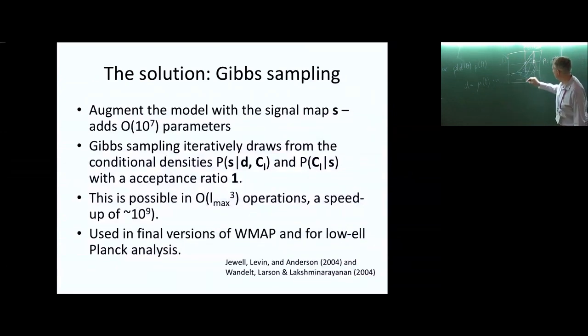And so you iterate that, and you jump, etc. It turns out by iterating that, you generate samples of pairs S and CL, which are samples from the joint posterior, so the posterior of S and CL given the data. That's Gibbs sampling.